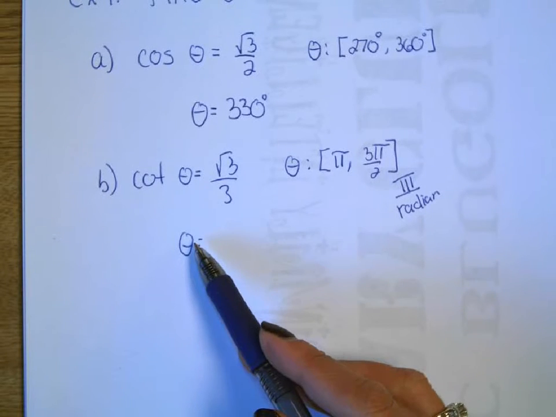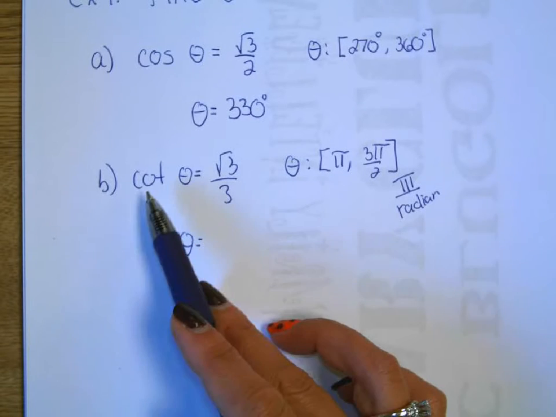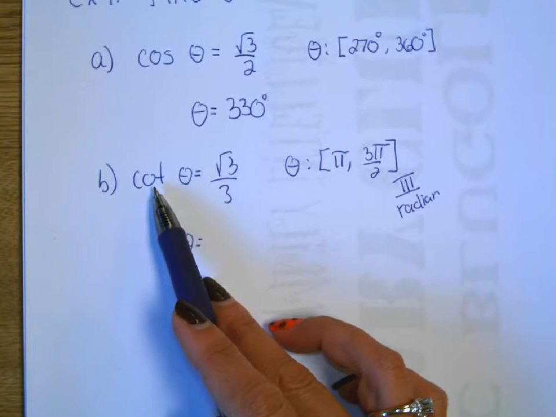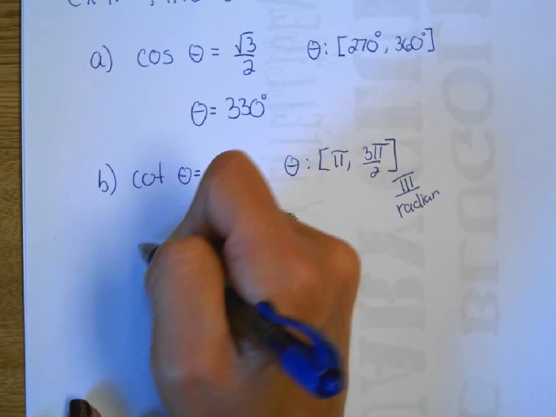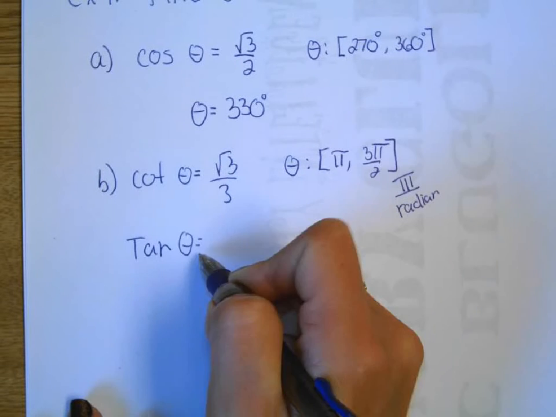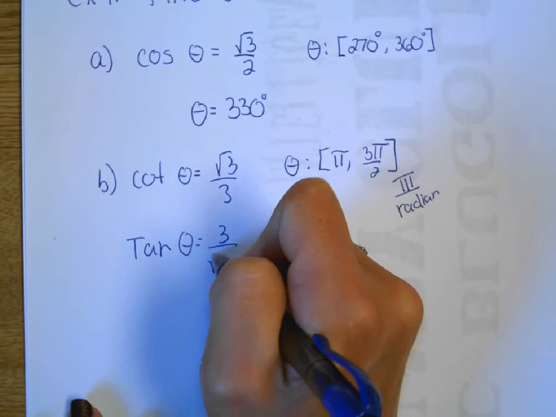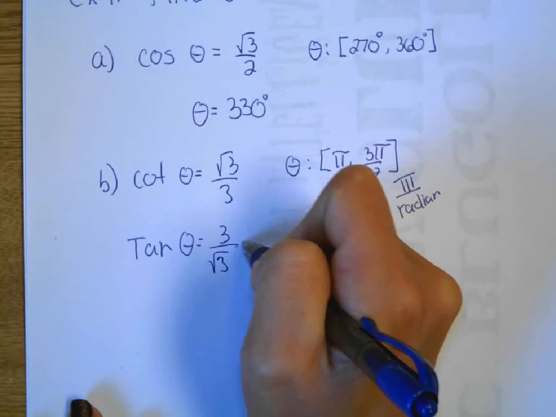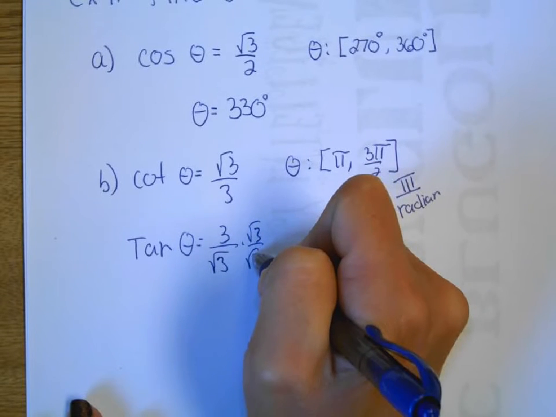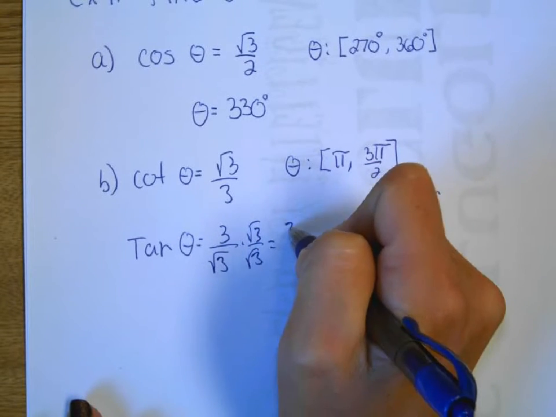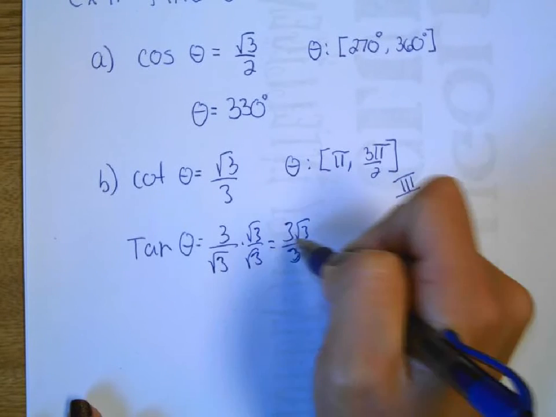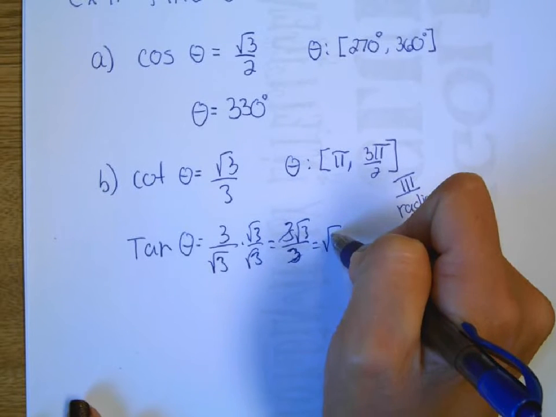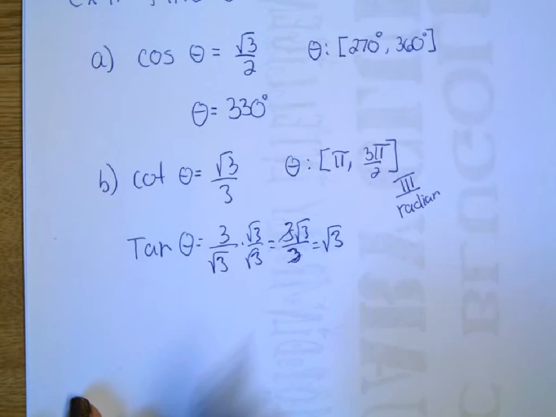So did you find this angle? It's cotangent, so what would the tangent be? If we flip this back over, what am I actually looking for? The tangent of the same angle would be 3 over square root of 3. If we hit it with a square root of 3 over square root of 3, we get 3 square root of 3 over 3. Does anything simplify? Yeah, that's just square root of 3. So you're looking for the tangent to equal square root of 3.